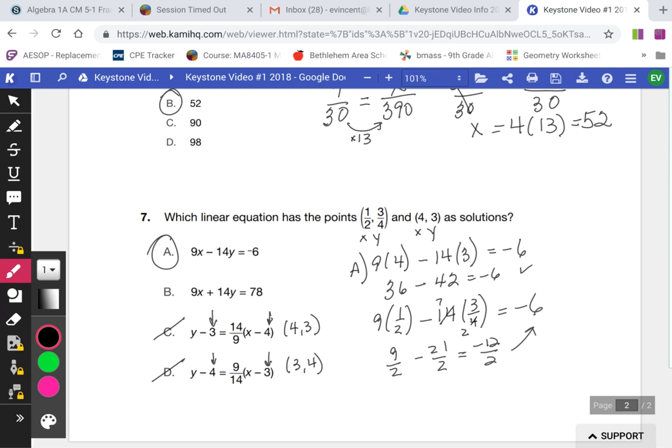You can also check for B. So 9 times 1/2, again, we get our 9/2. This time we get plus, so 9/2 plus 21/2, which gives us 30/2, which is 15. It doesn't give us our 78. So B is incorrect. I hope this video helped you, and I really hope that you understand what's going on. Feel free to watch this again if you need more support.